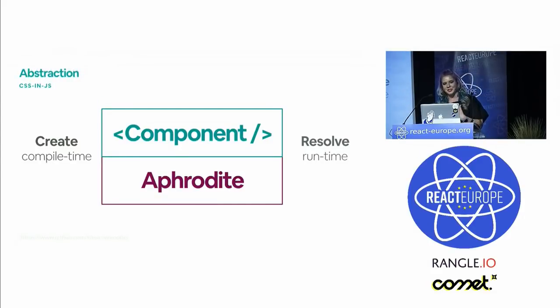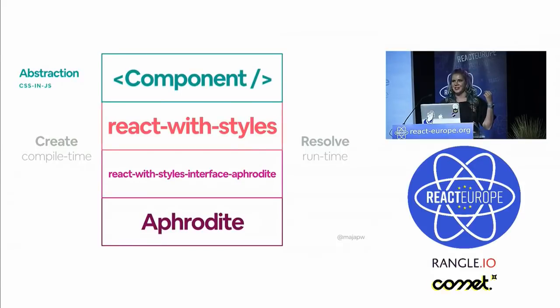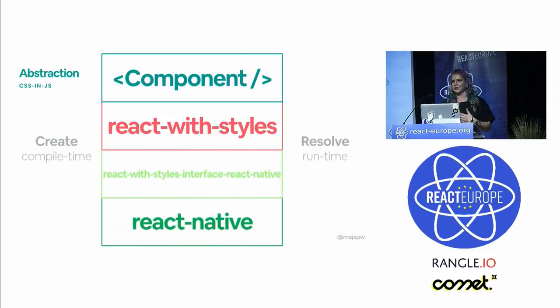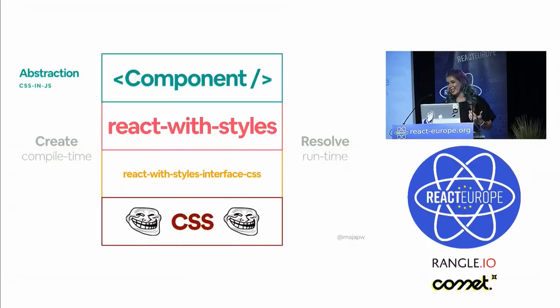So, fortunately, we'd already kind of thought about this and built in an abstraction layer called React with Styles. This may seem kind of weird to add not one but two packages between these things, but React with Styles defines the way our components are all written, and then the interface is the translator between a solution. And what this allows us to do is, with one line, swap between Aphrodite, JSS, even build for React Native, and somewhat hilariously, we can even turn it back into CSS style sheets.